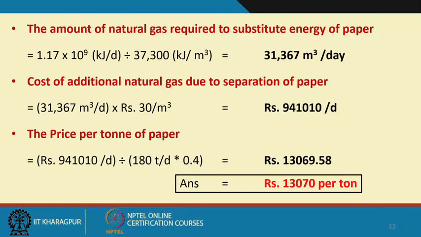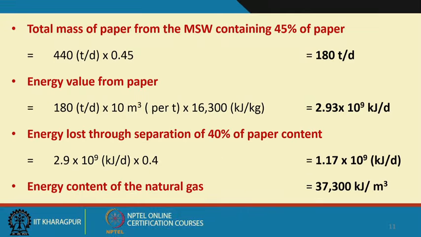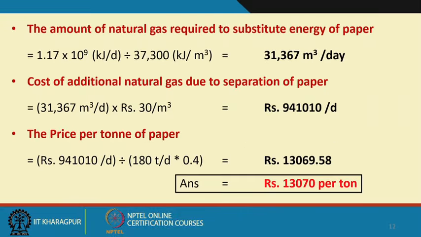So, the price per ton of the paper we have to calculate. The overall amount is 180 tons we are receiving in the paper form. So, for each ton, we have to divide this 9,41,010 rupees per day by 180 into 0.4, that is the total paper weight, which is arriving to 13,069.58. So, rounding it off, we will get 13,070 per ton.